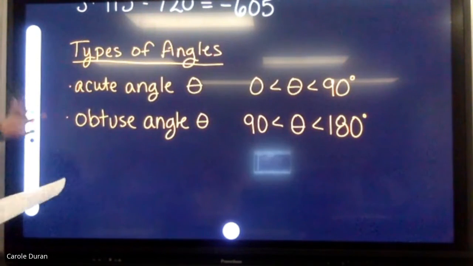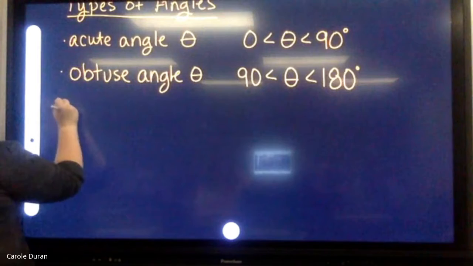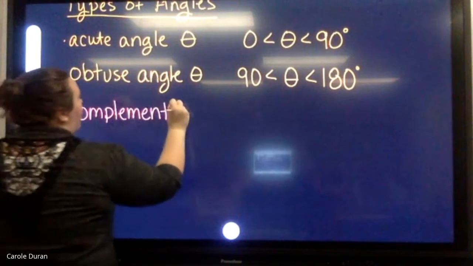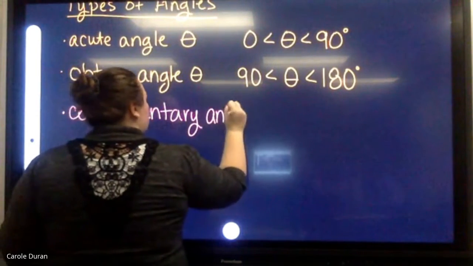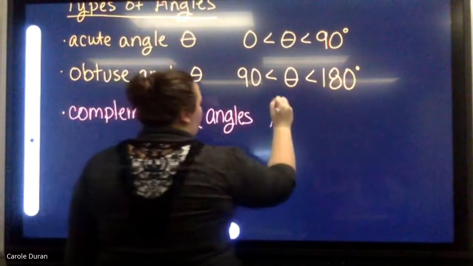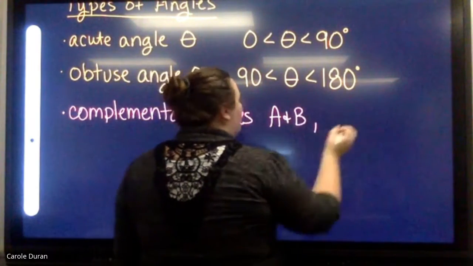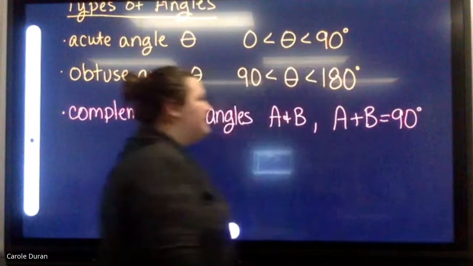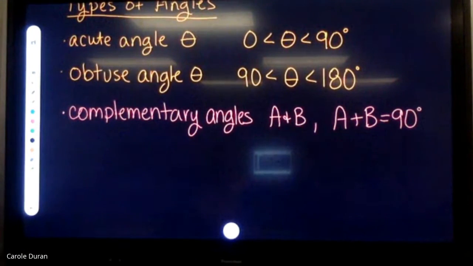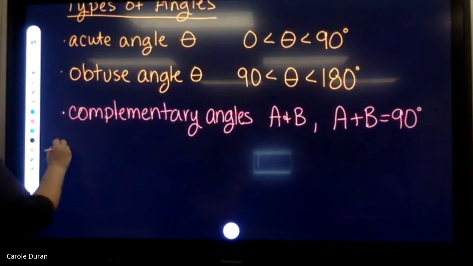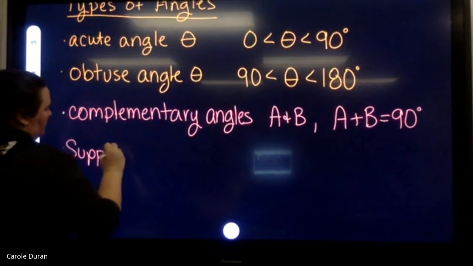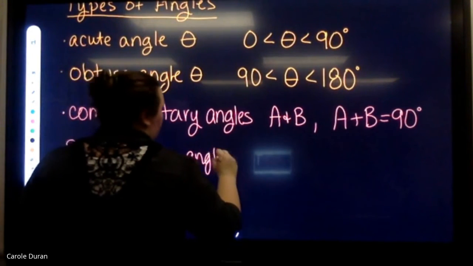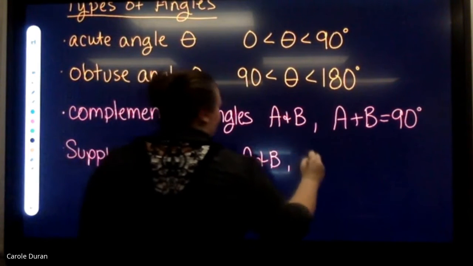We also have complementary and supplementary angles. So complementary angles, we're going to just call them A and B, are angles such that A plus B is equal to 90 degrees. So complementary angles add together to equal 90. Whereas supplementary angles add together to equal what? 180.